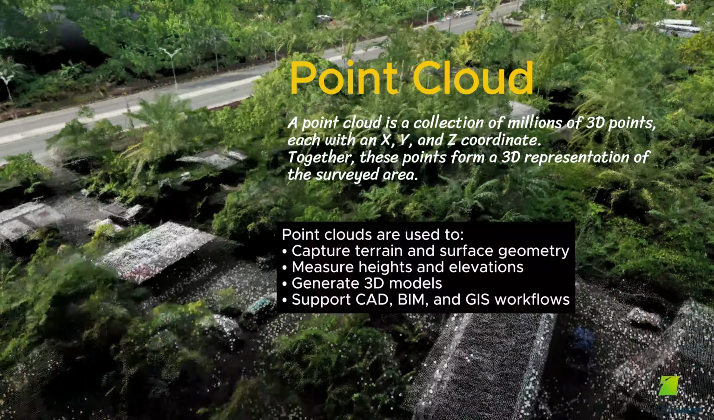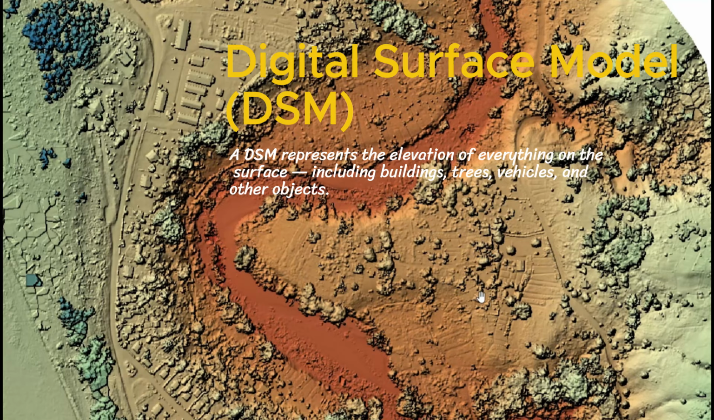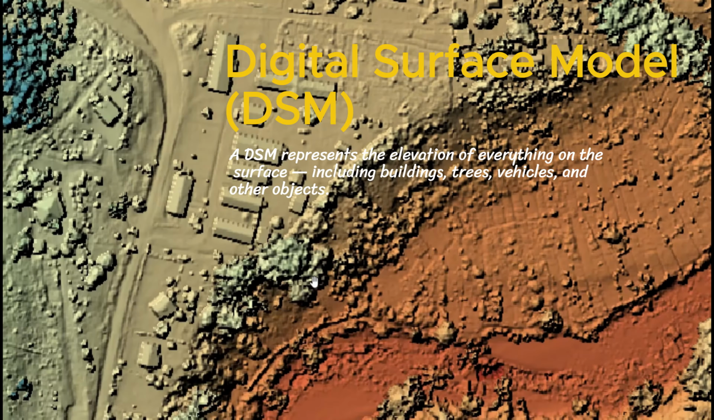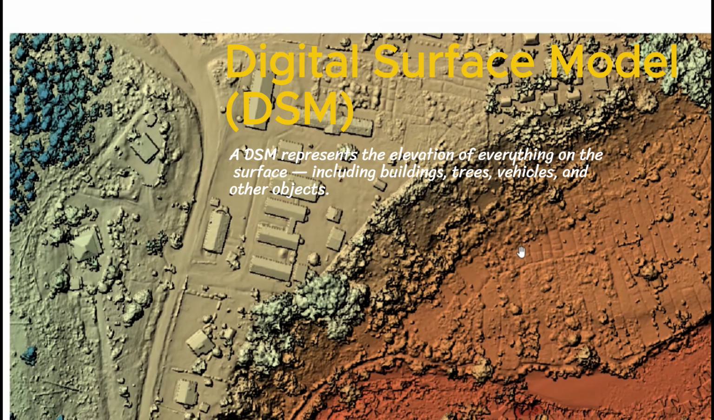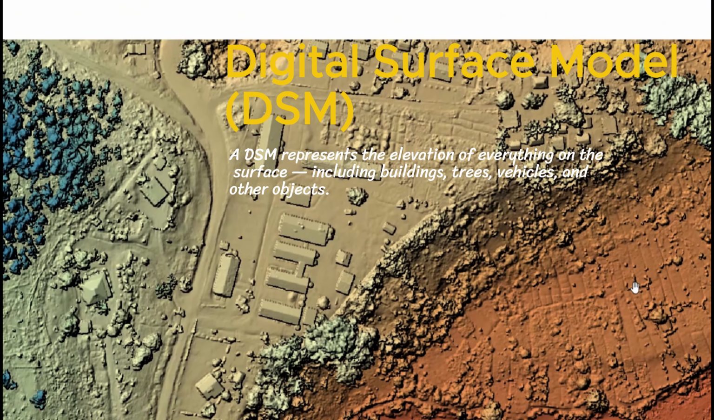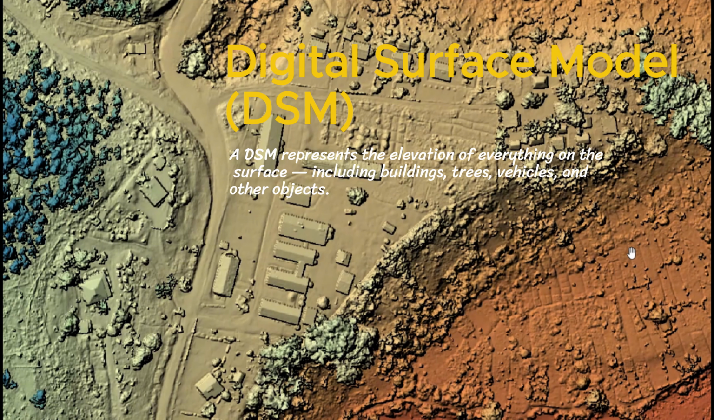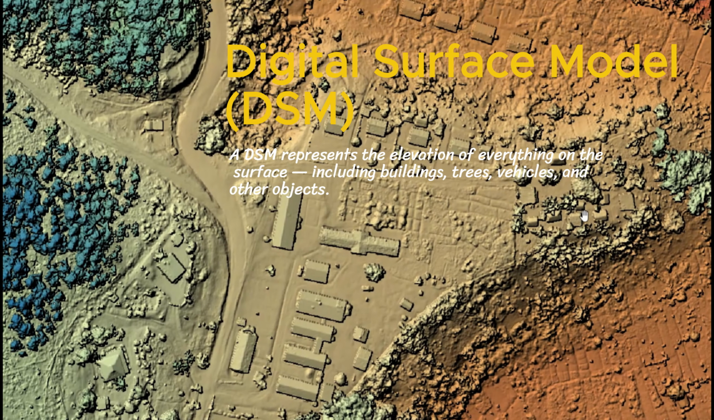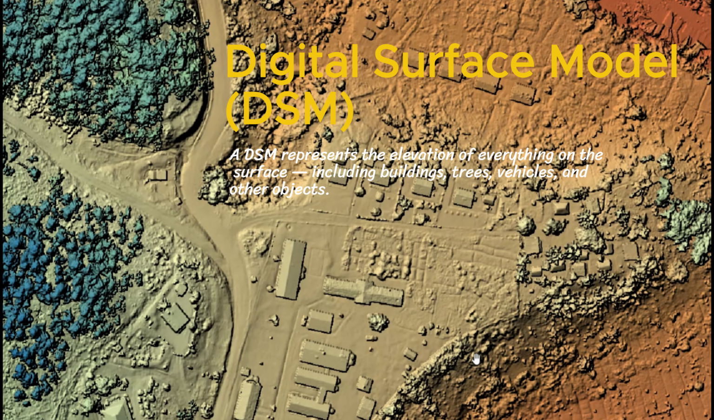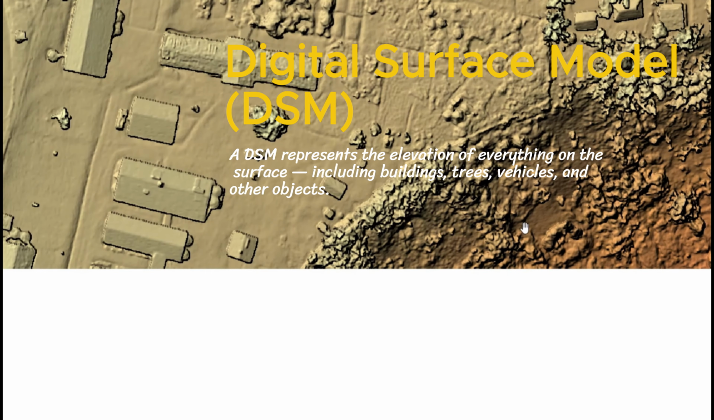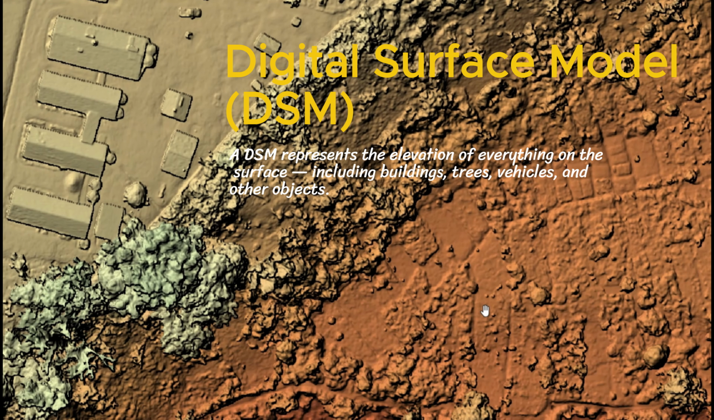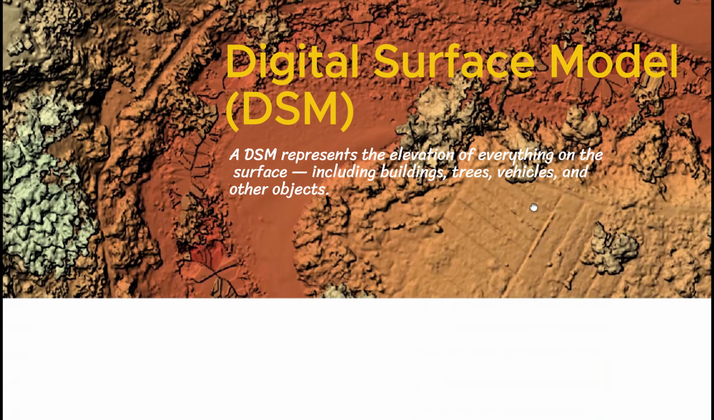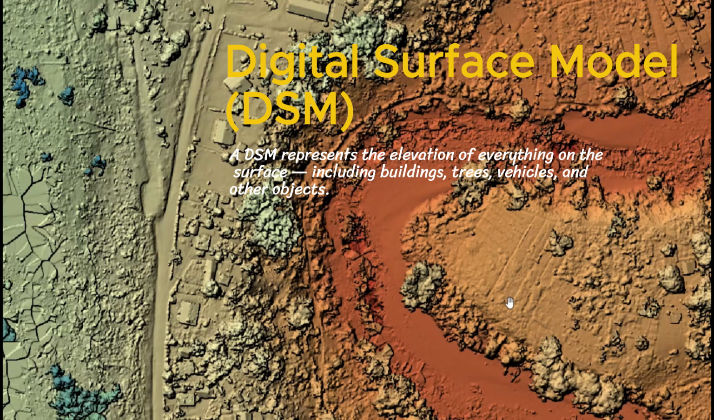From the point cloud, you can generate a digital surface model, or DSM. A DSM represents the elevation of everything on the surface, including buildings, trees, vehicles, and other objects. It shows the highest point at every location. DSM data is commonly used for drainage and runoff analysis, visibility and line-of-sight studies, urban planning, environmental assessments. It's essentially a 3D height map of the surface as it exists.